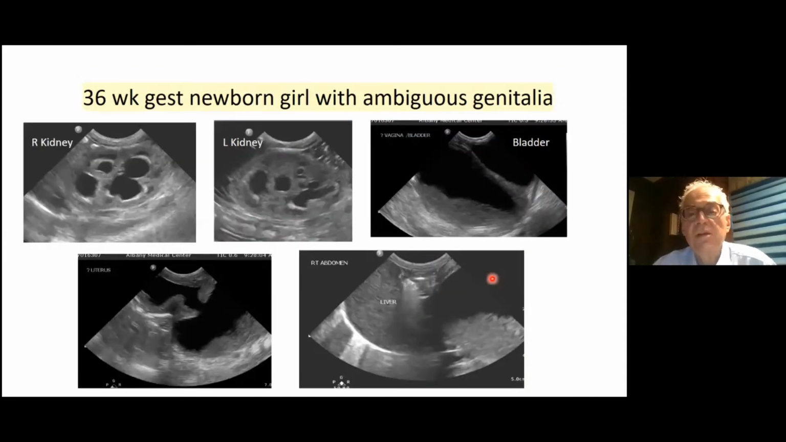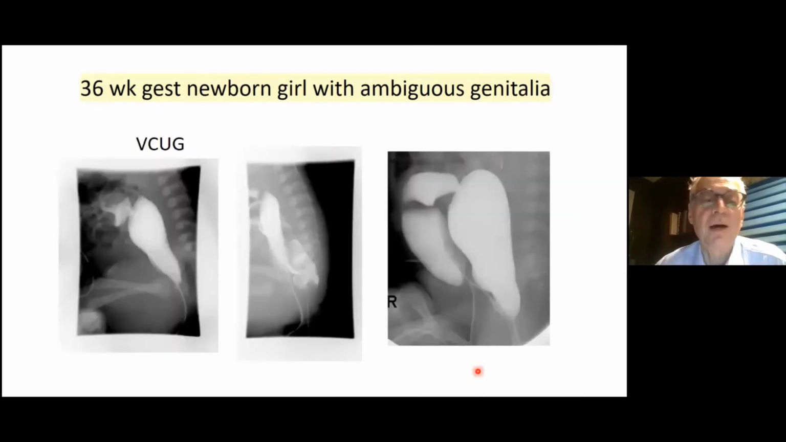Okay, here are the ultrasound pictures. Right kidney, obviously, left kidney. Here's the pelvis on ultrasound. Here's a uterus, it looks like they're outlining. Okay, hydrocolpos, great, way to go. So this is a cloacal anomaly.